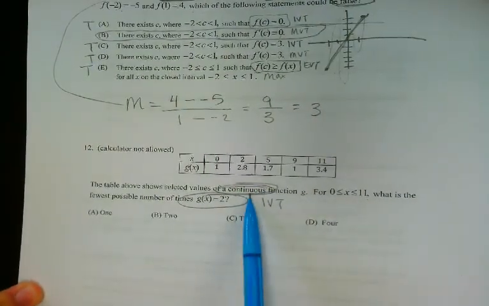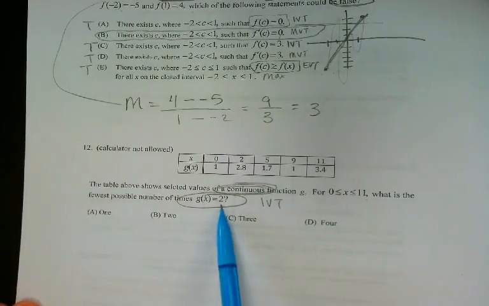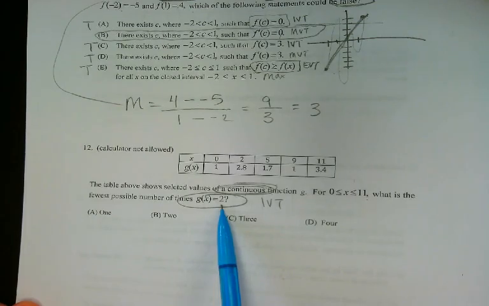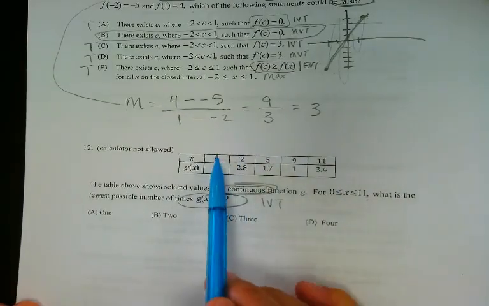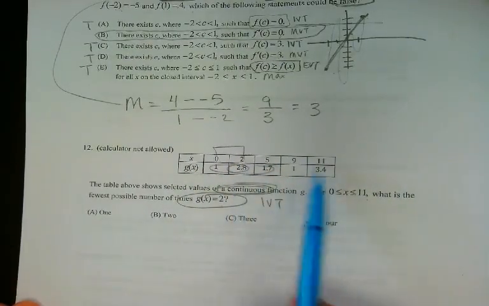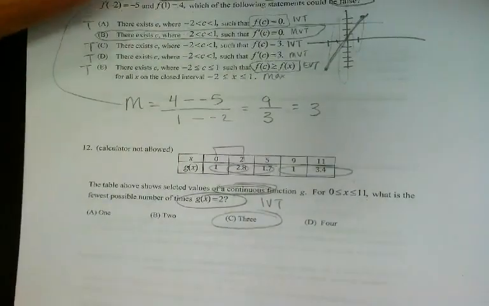I can't use MVT right away because I don't know if it's differentiable. I only know it's continuous. So how many times do we think it hits 2? Sully, how many times does it hit 2? 3. Between what 2 numbers? Between 0 and 2, 2 and 5, and 9 and 11. Perfect. Yep, definitely 3 times. So again, just another way to see that IVT type question.